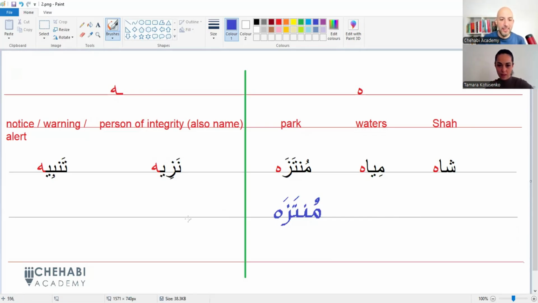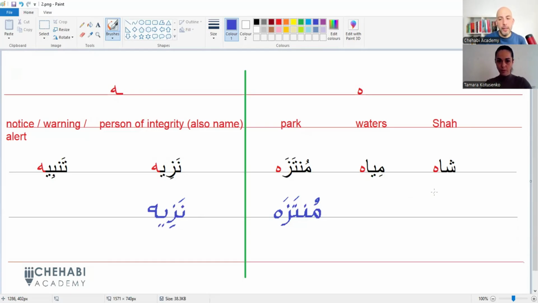Next word. They also name this nazih, Nazih. Nun, zai, ya. Now we go up. You see, I didn't make it diagonal. I made it vertical. It's okay. And a little bit down, and then the C. And if you want to put the anticipation of the ya under the zai, you also can.